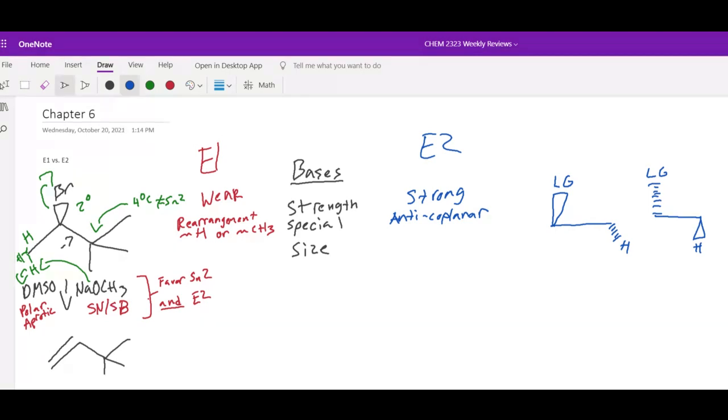So there will be scenarios where you have to look at your adjacent carbons and see which of those potential carbons have an opposite or anti-coplanar hydrogen to favor E2. So that's the special case for both of them. The strength will determine if it's E1 or E2. Now the size is completely different and separate from E1 or E2.